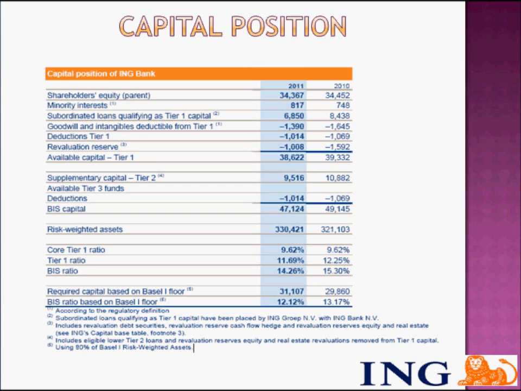The subordinated loan qualified as Tier 1 capital also declined from 8,438 to 6,850. Core Tier 1 ratio was the same, even though some changes are there in capital, risk weighted assets, everything. The core Tier 1 ratio was 9.62 in both years. Tier 1 ratio has some changes. Tier 1 ratio was 11.69 in 2011 and 12.25 in 2010. BIS ratio also declined from 15.30 to 14.26.